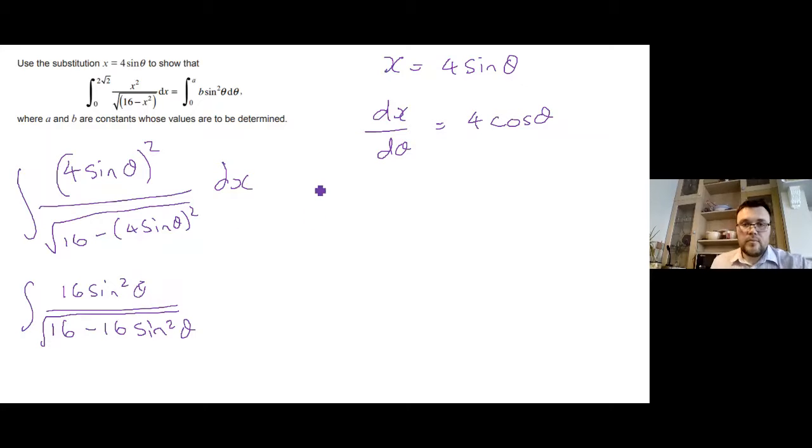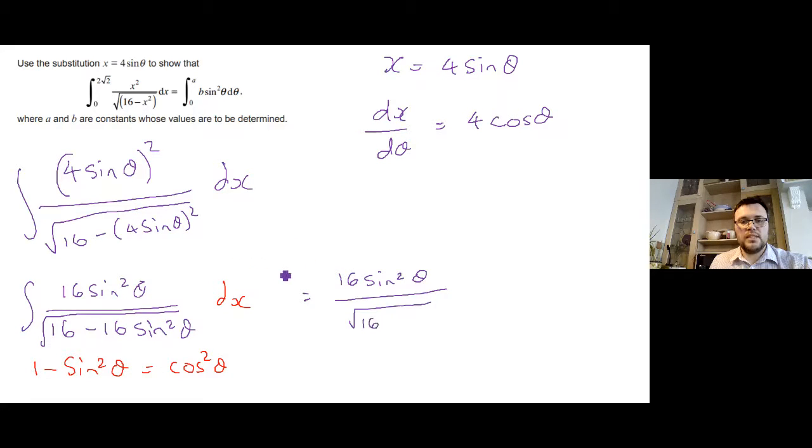If you remember from trig identities that 1 minus sine squared theta equals cos squared theta, then if you times it all by 16, you can then write this is equal to 16 sine squared theta over the square root of 16 cos squared theta, and instead of dx, this is 4 cos theta d theta.